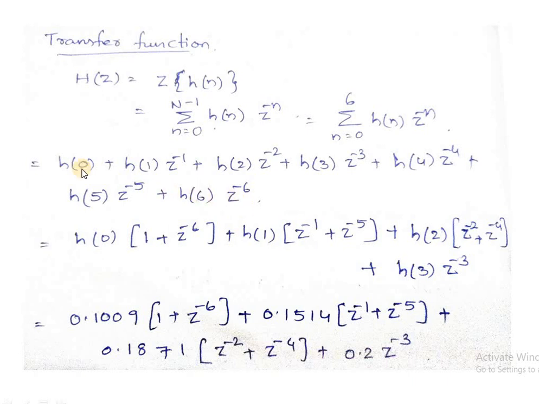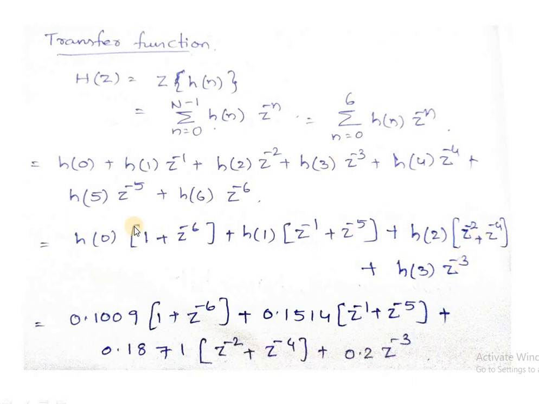As we know, based upon the symmetry, the values of h of 0 and h of 6 are equal, and therefore I take this as a common term and group the z inverse values together. We get this expression as h of 0 into (1 plus z power minus 6), plus h of 1 into (z power minus 1 plus z power minus 5), since h of 1 is equal to h of 5, and h of 2 into (z power minus 2 plus z power minus 4), since h of 2 is equal to h of 4, and h of 3 into z power minus 3.